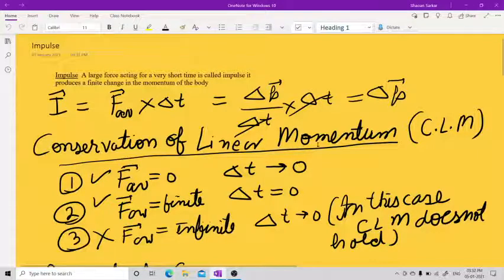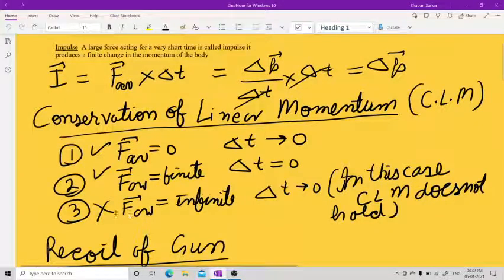Now, conservation of linear momentum, also called CLM in short, happens when F average is 0 and delta t tends to 0, or when F average is finite and delta t is 0. This is 0 exactly. And there is no CLM if F average is infinite and delta t tends to 0. In this case, CLM does not hold.